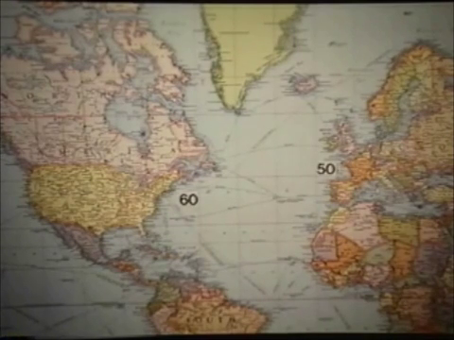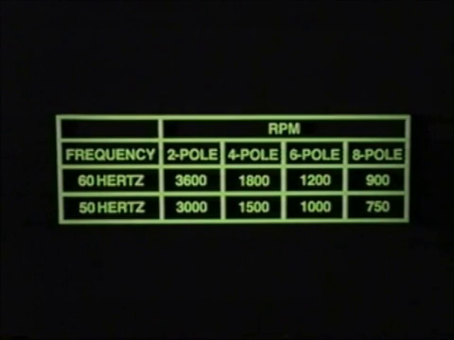Most of North America has a 60 hertz standard commercial frequency, while 50 hertz is the standard for commercially available power in Europe. Take a look at the table of synchronous speed for 2, 4, 6, and 8-pole alternators. Note that the greater the number of poles, the lesser the rotative speed to obtain any desired frequency.